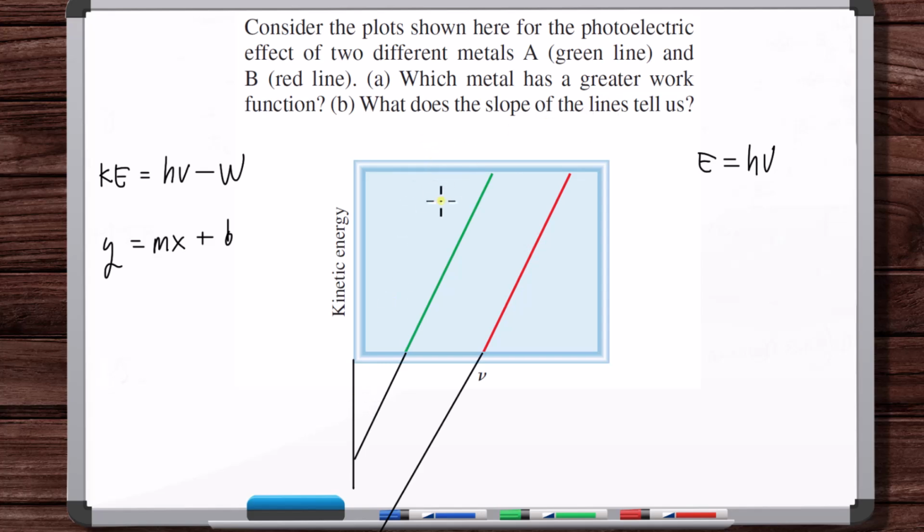Okay, now what does the slope of the lines tell us? Well, we can see the slope is Planck's constant, h.